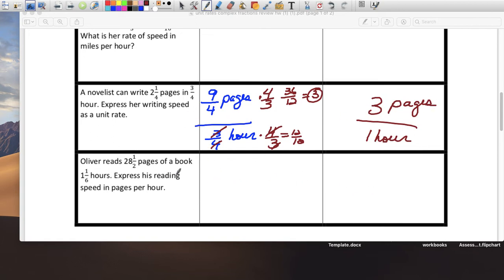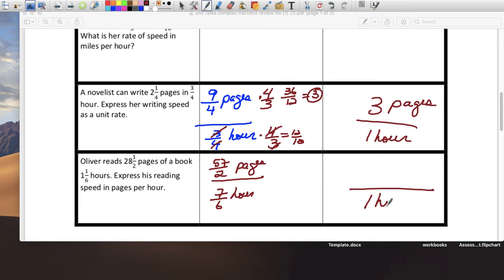Again, same thing. Oliver reads 28.5 pages of a book. So I'm going to change that to an improper fraction. 2 times 28 is 56. And we're going to write that as 57 over 2. It's the same thing. And at the bottom, he can read all that in 1 1/6 of an hour. Again, I'm going to change that to an improper fraction. 6 times 1 is 6 plus 1, so it's 7/6 of an hour. So he can read all those pages in 7/6 of an hour.